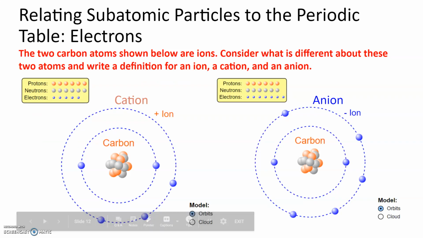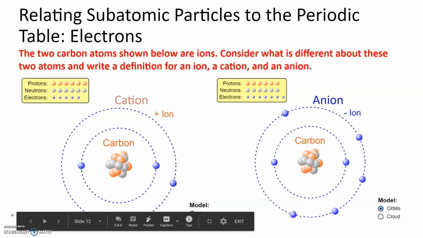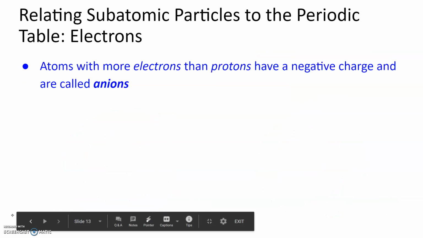The other particle that can change on an element is the electron. So look at these 2 carbon atoms below. These are both ions. Consider what is different about these 2 atoms and write a definition for an ion, a cation, and an anion. You should pause the video and write your responses on your student response sheet.